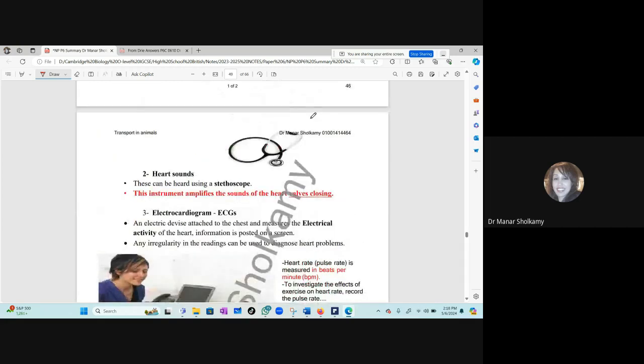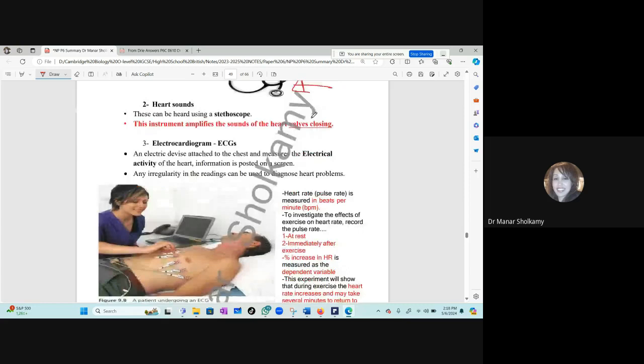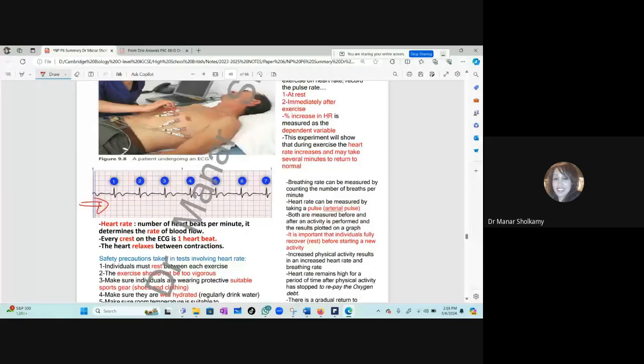Now, the stethoscope can also be used to measure the pulse rate, but you hear the valves closing. And the electrocardiogram, of course, but we usually don't have it accessible when we are doing investigations in the playground. We don't have a nearby electrocardiogram.